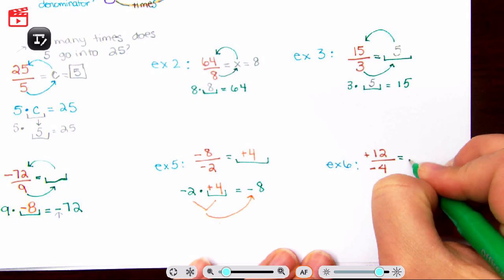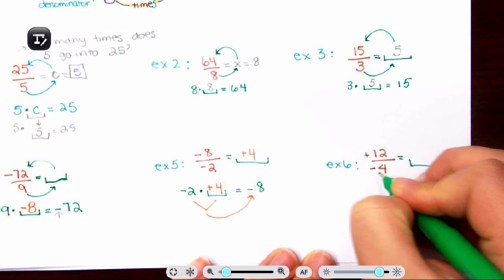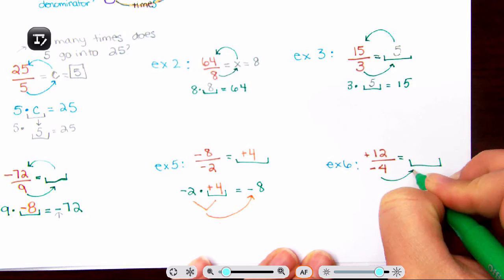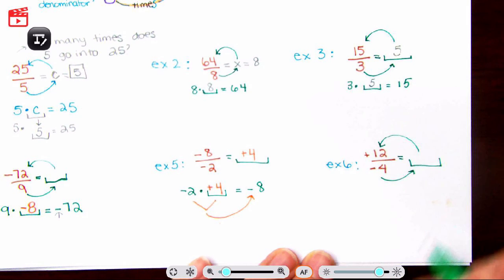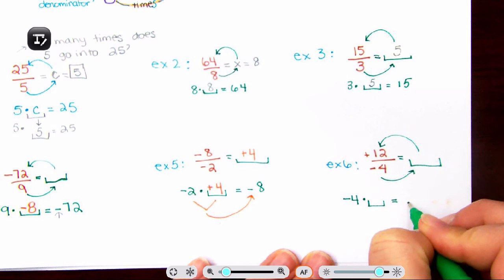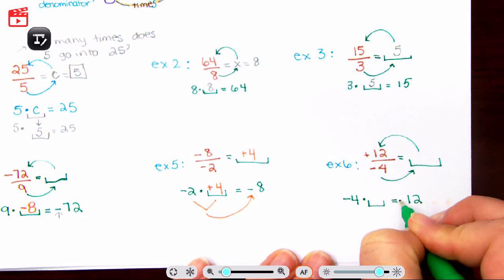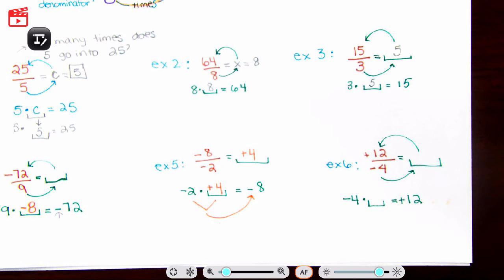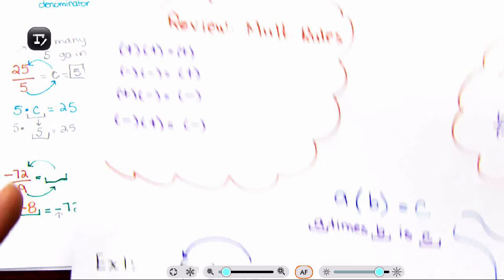Again, 12 divided by negative 4. That means negative 4 times what is 12? Negative 4 times what is positive 12? So again, 12 is positive. So let's look at our cheat sheet here.